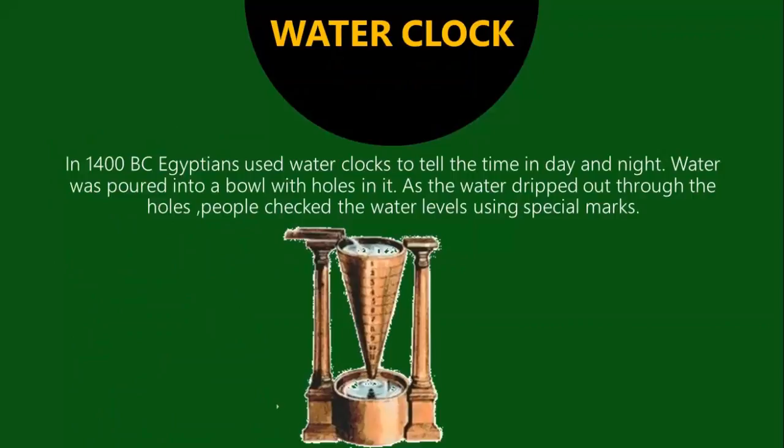Water clock. In 1400 BC, Egyptians used water clocks to tell the time in day and night. Water was poured into a bowl with holes in it. As the water dripped out through the holes, people checked the water levels using special marks.